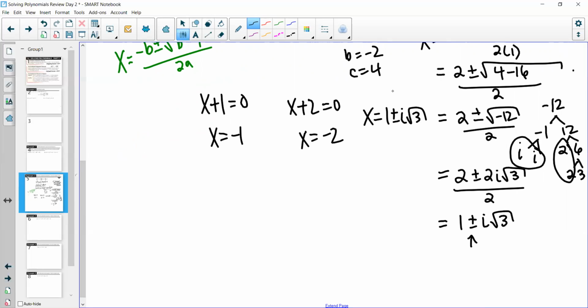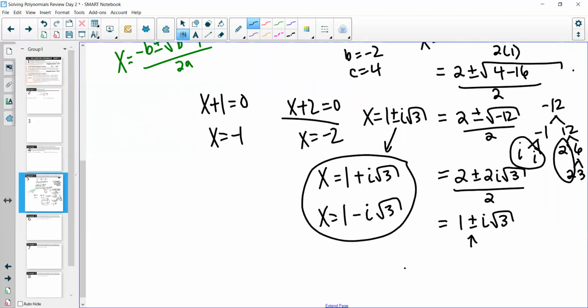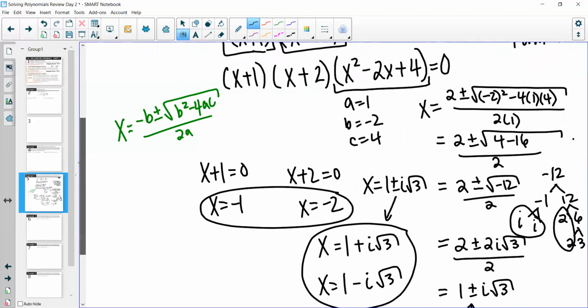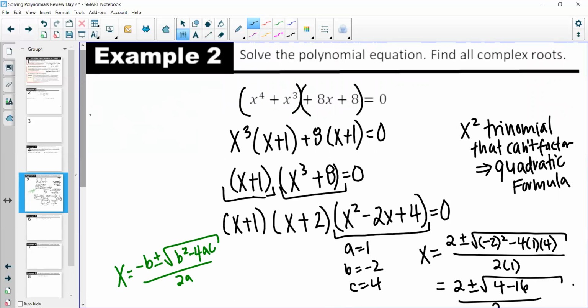Well, what this really is saying is that we have two solutions. x equals 1 plus the imaginary number times the root of 3, and x equals 1 minus the imaginary number times the root of 3. So this actually includes two solutions. So I've got two solutions here and two solutions here. Now, I need to check with myself: are these all the solutions?